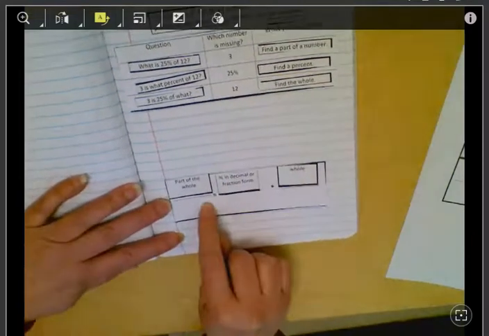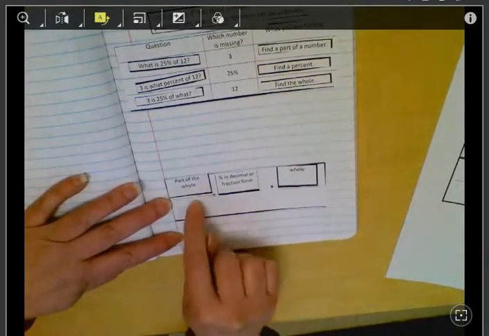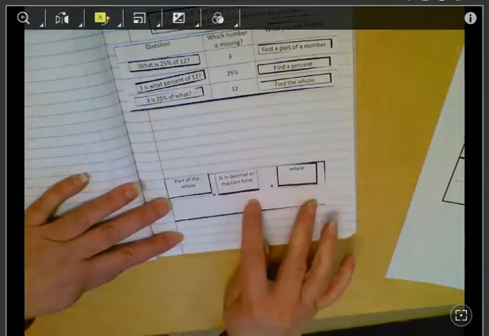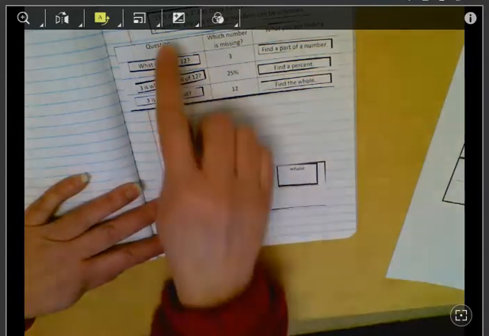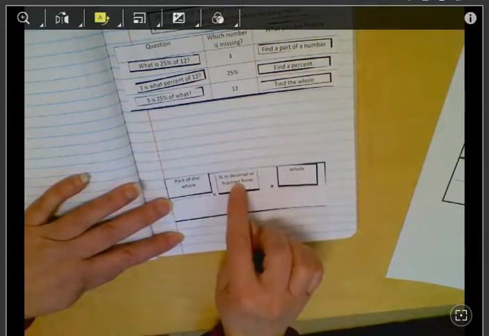So then down here, you take the part of the whole goes here, the percent in decimal or fraction form, and the whole, and you make an equation. You're going to know 3 of these numbers. Actually, you're going to know 2 of them in solving for the third one. So your percent, you actually write it in decimal form.